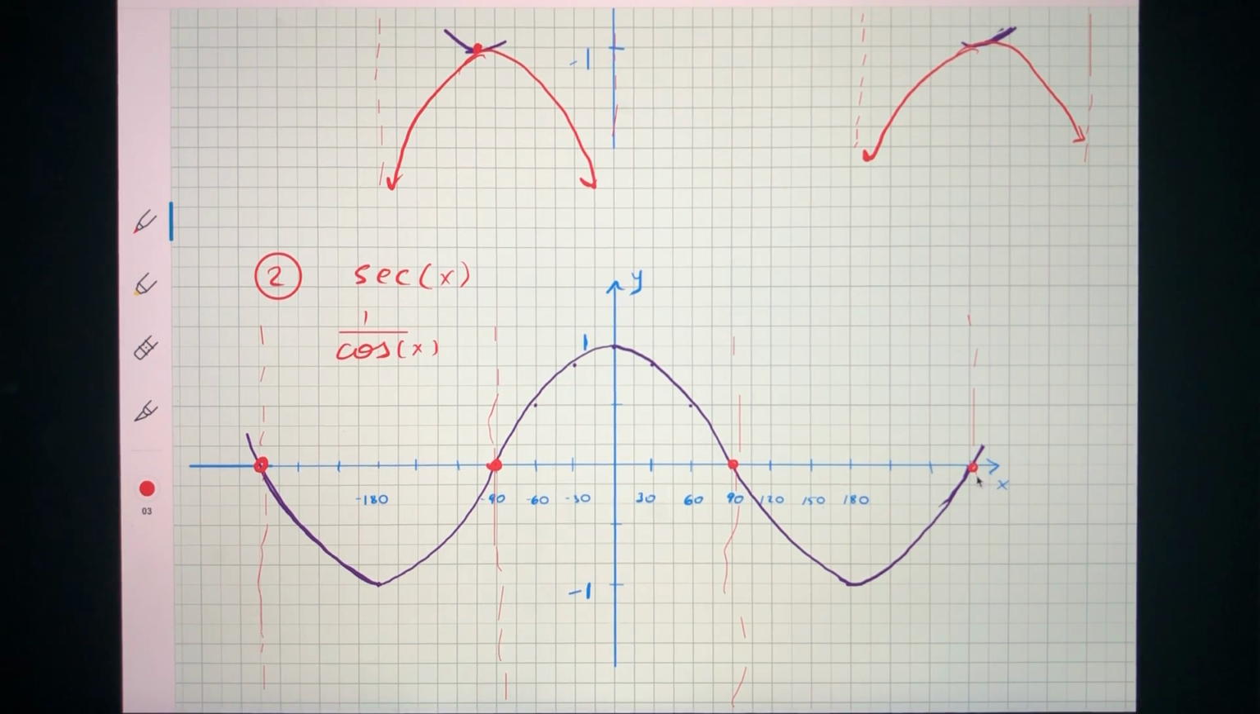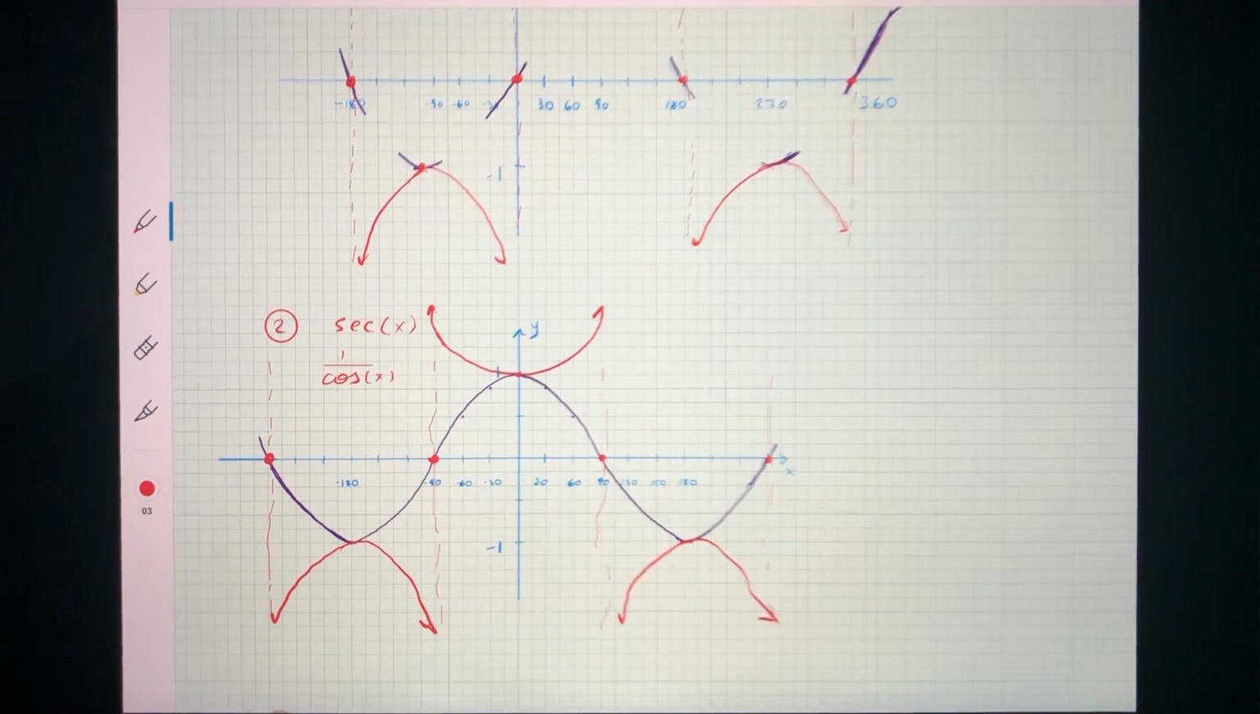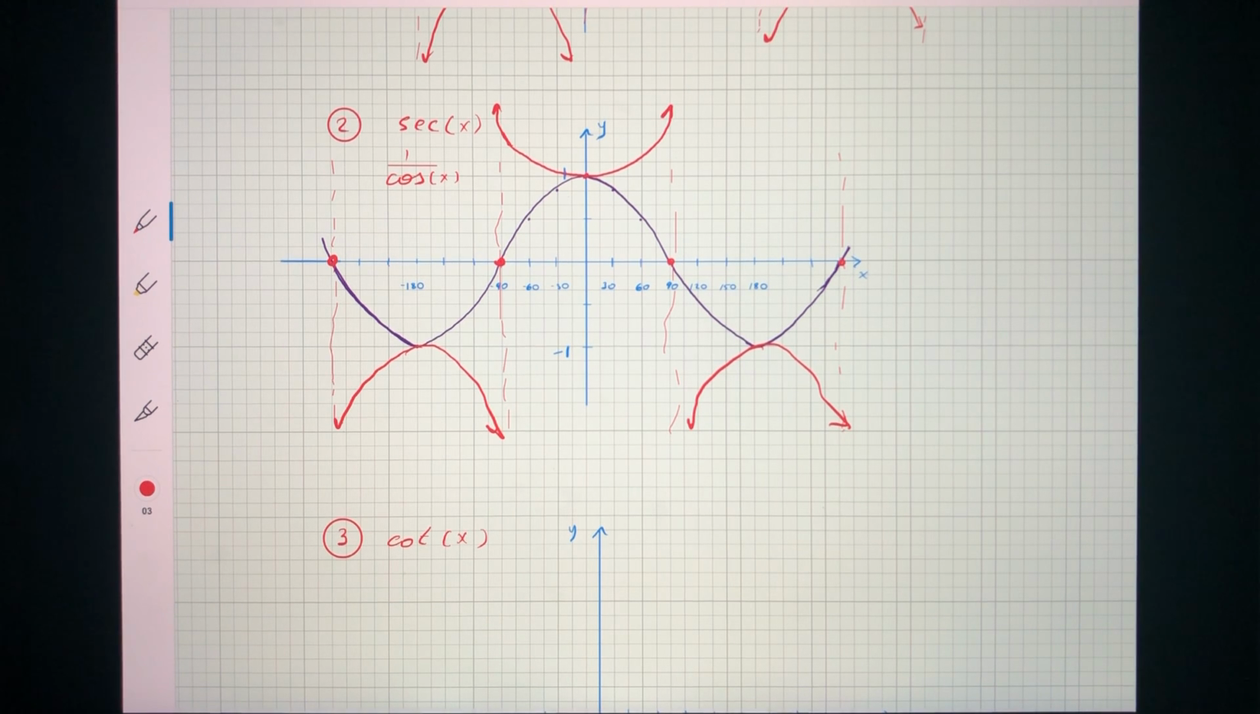And once again, when the cosine is 1, 1 divided by 1 is also 1. But as the cosine gets smaller, 1 divided by a smaller number is actually bigger. So it bounces off and gets larger like this, just like the cosecant. So here is the picture of the secant. Once again, if we remove the blue lines, we will only be looking at the picture of the secant.